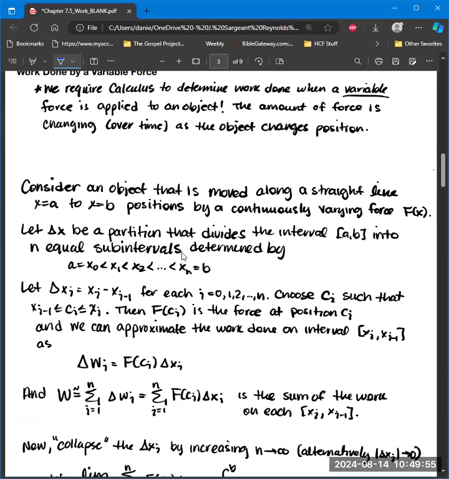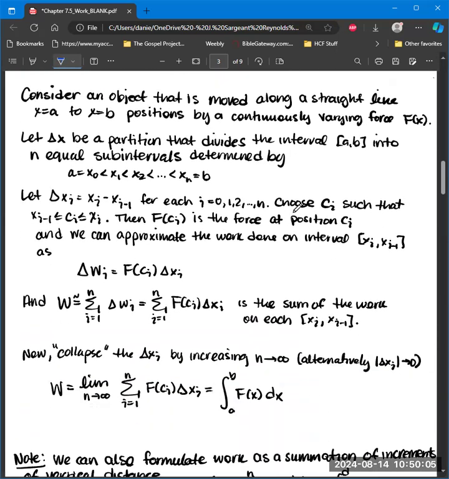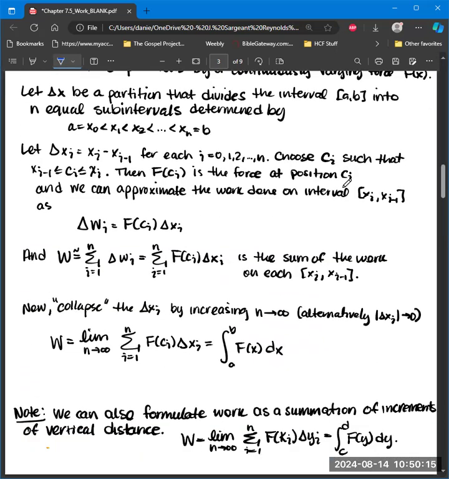So we require calculus to determine work done by a variable force that is applied to an object. The amount of force is changing over time as the object changes position. So consider an object that's moved along a straight line, from x equals a to x equals b, by a continuously varying force, f of x. Let delta x be a partition that divides the interval a to b into n subintervals. You already get the idea, we're going to do a Riemann sum here if you're seeing n subintervals like this.